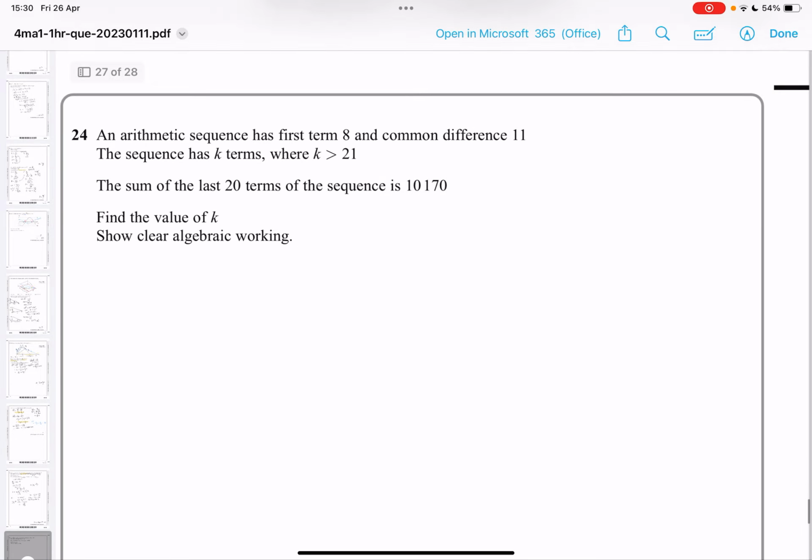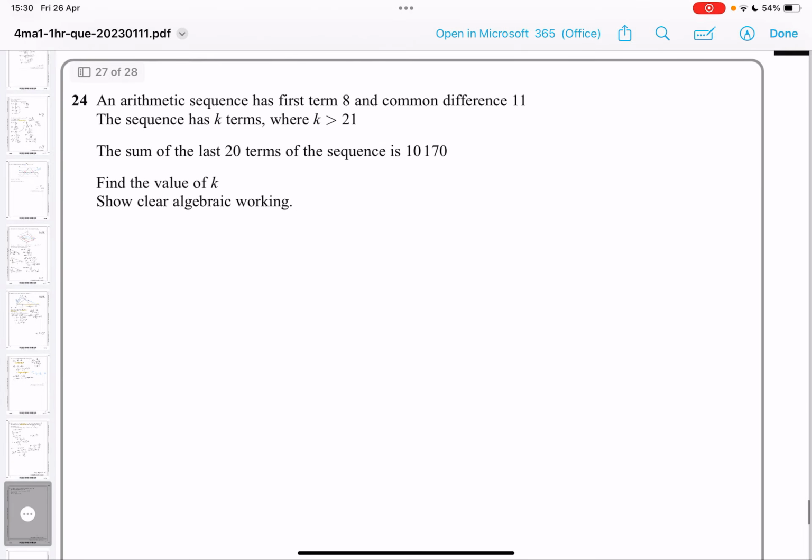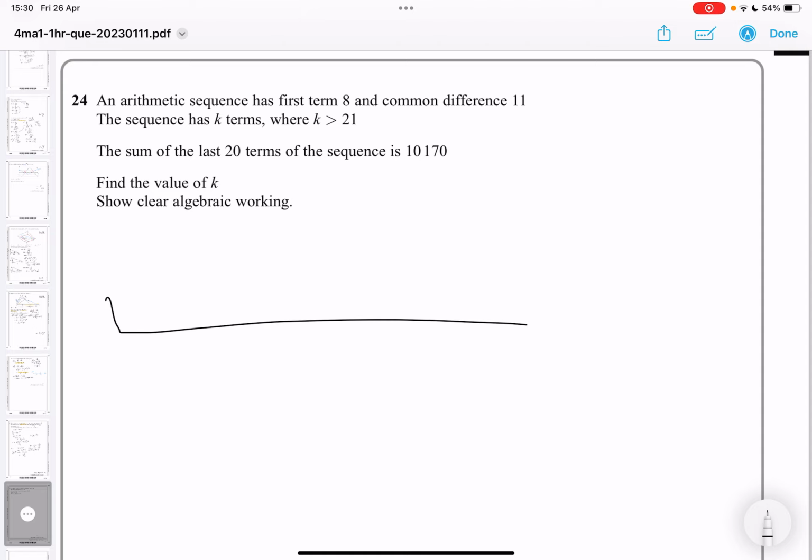Okay, final question. An arithmetic sequence has first term 8 and common difference 11. The sequence has k terms where k is greater than 21. The sum of the last 20 terms of the sequence is 10,170. Find the value of k and show clear algebraic working. Okay, so we have a sequence. We don't know how many terms there are, except we know that the variable that's been assigned is k, okay? So k terms.